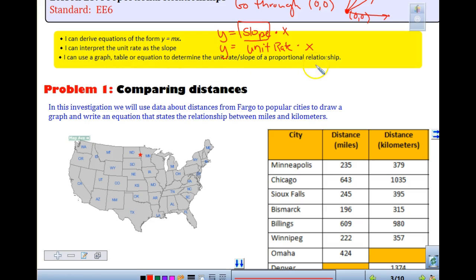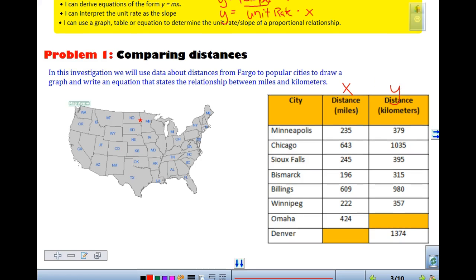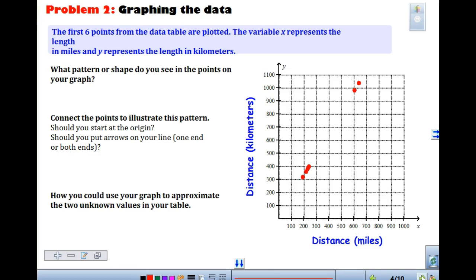We're going to be looking at graphs, tables, and trying to look at proportional relationships. So this is comparing distances, and as we look at this data, it says we're looking at distances from the city of Fargo, and we're trying to draw a graph, write an equation that takes the relationship from miles and kilometers. So above the miles, please put x, and above distance, please put y. We're going to try and find out these two missing ones, okay? But we're going to first use our graph to try and make an estimation, and then we are going to look at our data, writing an equation.